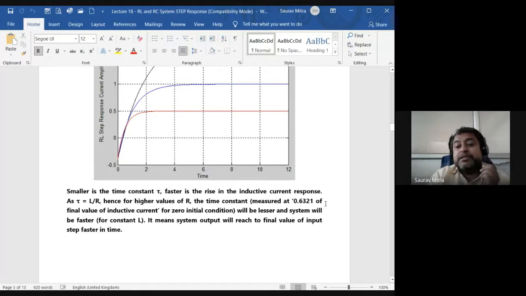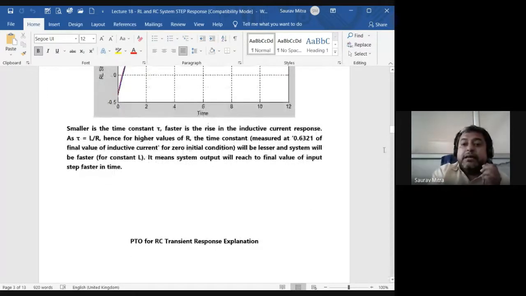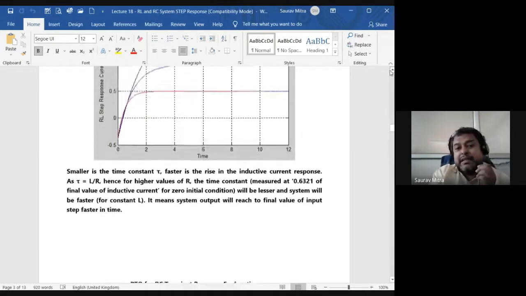From where this 0.6321 comes, we will see later. The time constant will be lesser, and the system will be faster for constant L. It means the system output will reach the final value of the input step faster in time. So the more the value of R, the less the time constant, and the system will reach the final value faster. This is called the transient response of the RL circuit.